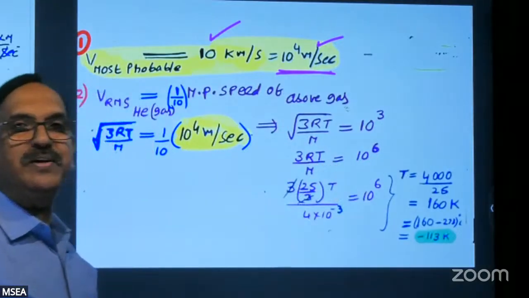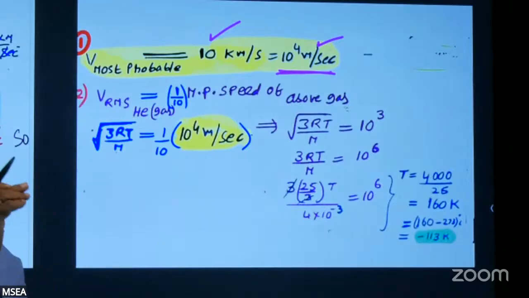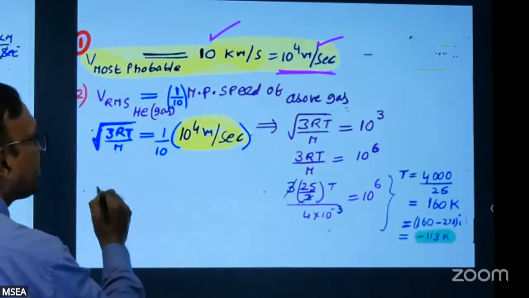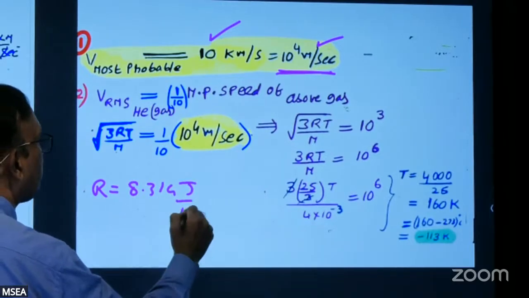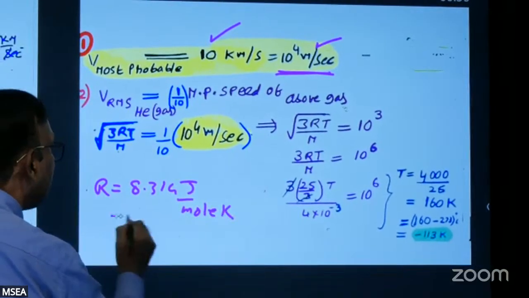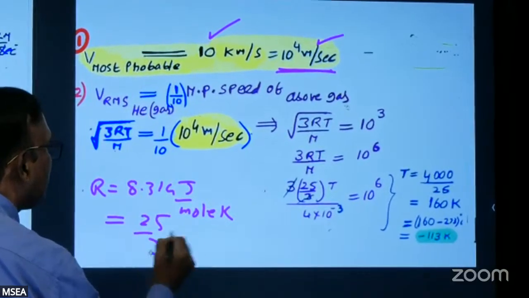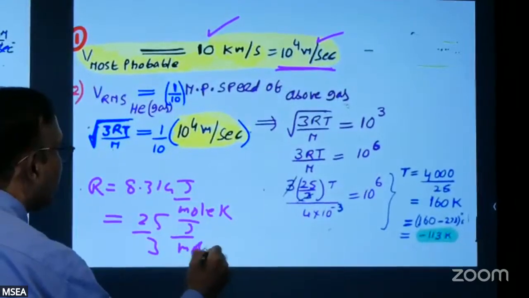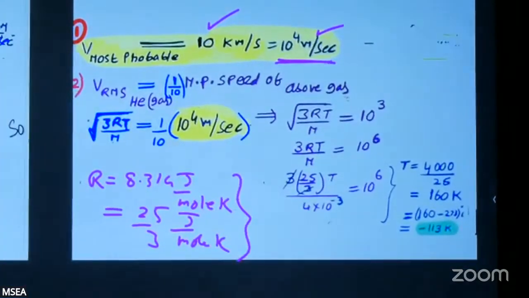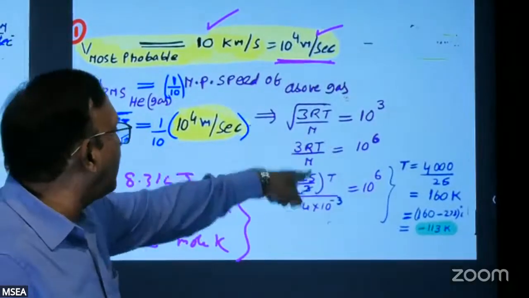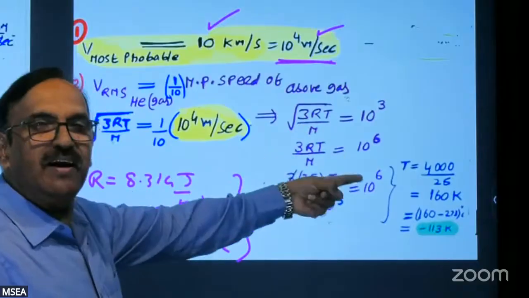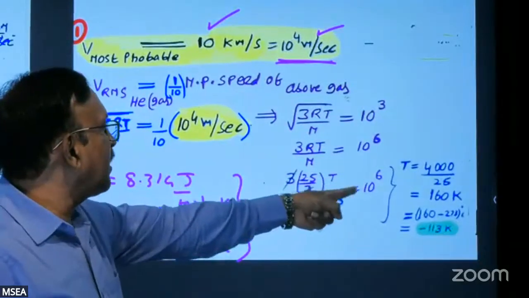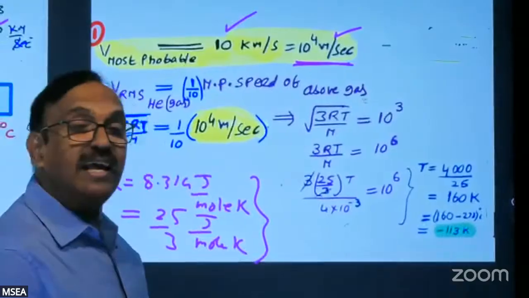One important point I want to mention. Don't take capital R as 8.314 as it is. It is 100% correct that the universal gas constant is 8.314 joule per mole per Kelvin, but it is highly convenient to write it as 25/3. If you write like this, your arithmetic will become easy. So you write R as 25/3 so that 3 happily gets cancelled. Do the remaining simplification, very ordinary simplification. You get the temperature as 160 Kelvin.